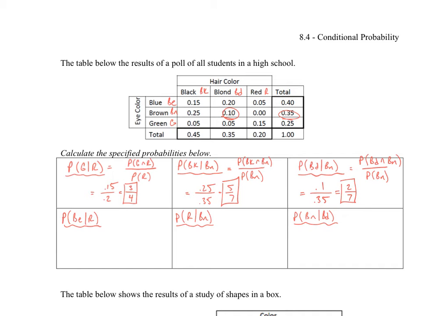All right, so we'll go through a couple more here very quickly now. Same formula I would use. In this case, I would need the probability of someone having red hair to be my denominator, and the probability that someone has red hair is 0.2, and of those 0.2 people, how many of them also have blue eyes? 0.05 of them, which leaves us with 1/4.